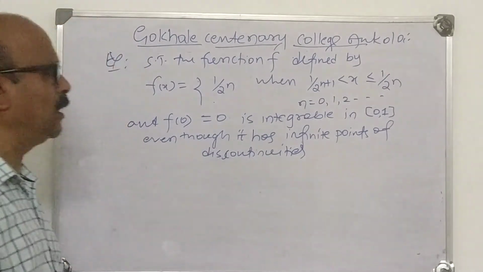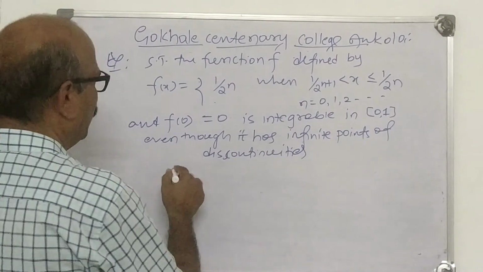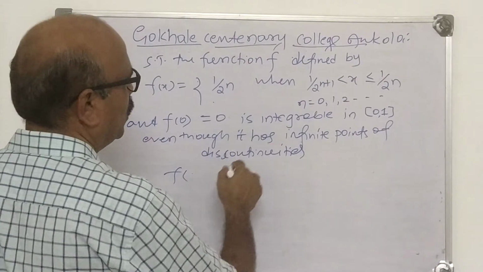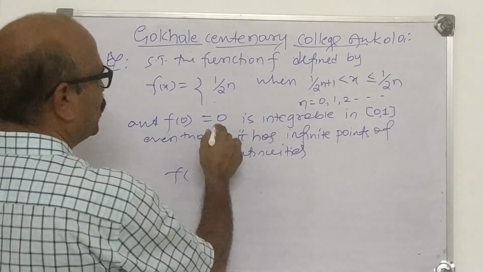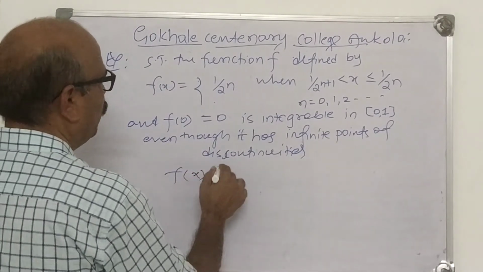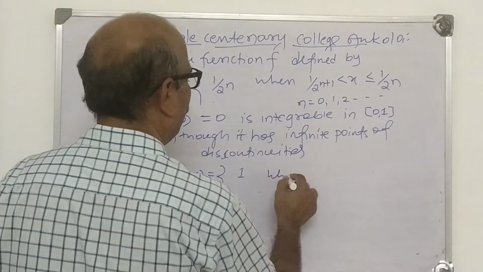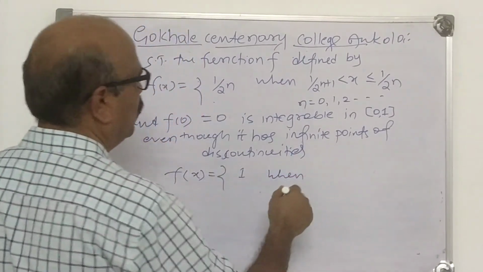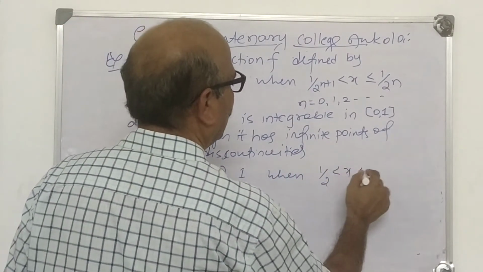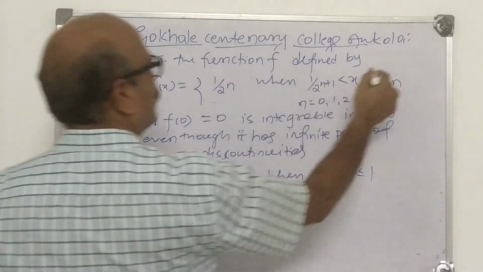Now let us consider how the function is defined, and then we decide which property is applicable. Here f of x is 0, 1, 2, 3, etc. f of 0 is 0. So I consider f of 1. f(x) is 1 when x is greater than 1/2 and less than or equal to 1. Correct? This is the definition of the function.